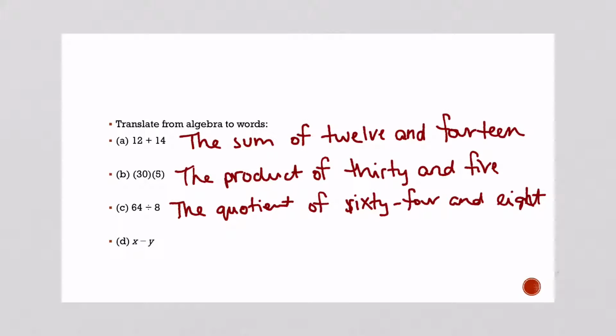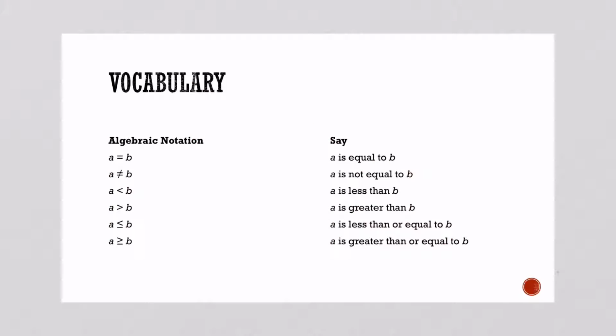On part D, I could say the difference of x and y. Notice, we don't know what x and y are, but we just know that they are variables. They do stand for something. We don't know what it is right now, but we can say the difference of x and y here. Okay, here's some more vocabulary. Algebraic notation is really the shorthand version, A equals B. These are the words that you would say. So I'm going to give you just a second to take a look at this page, and then we're going to move on.